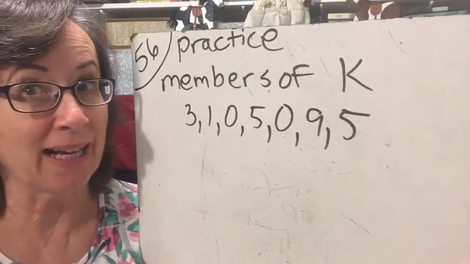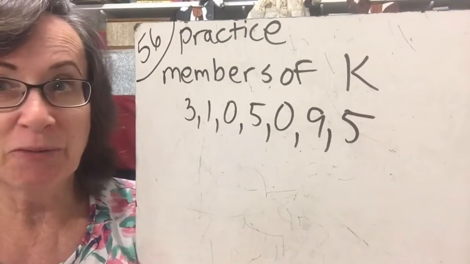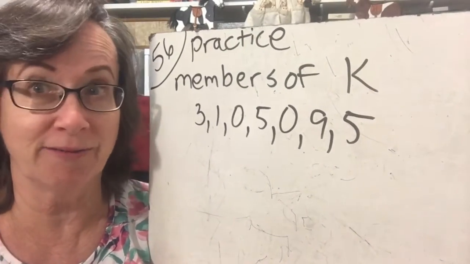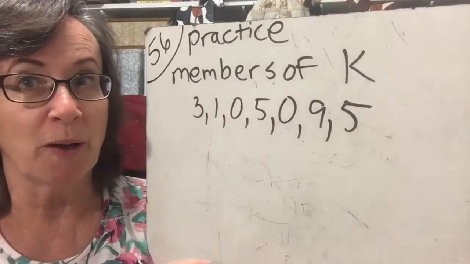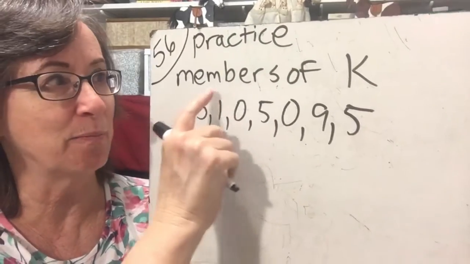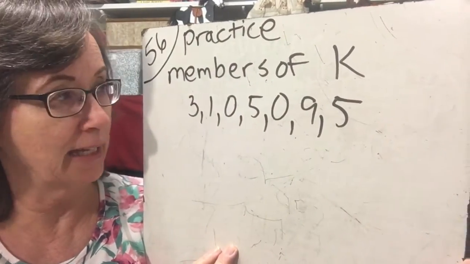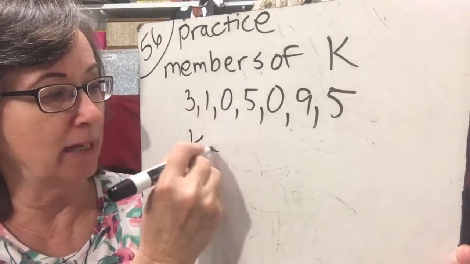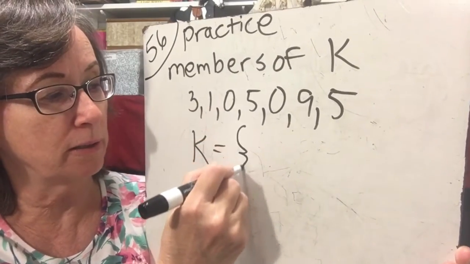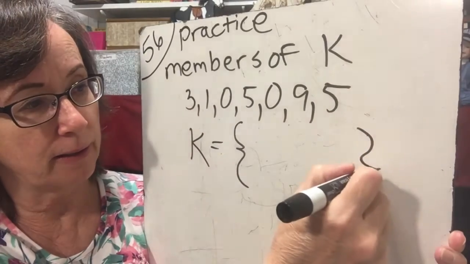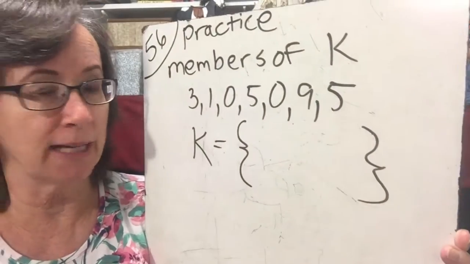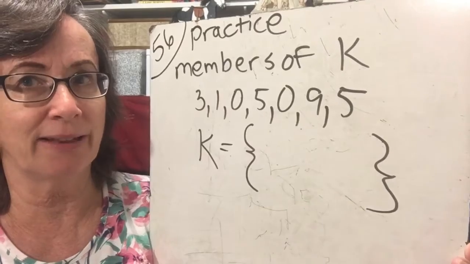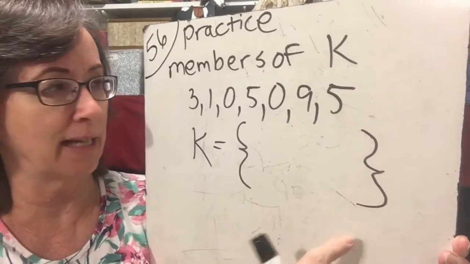Okay, so this is practice problem A, and we're ready to do our practice problem. So copy it down and pause your video. We're going to express this as members of set K. So first of all, we'll say K equals, and we'll use our little braces here, okay, to denote a set. Now remember, it does not matter how many items I have in there. I only list them once in the set notation here.